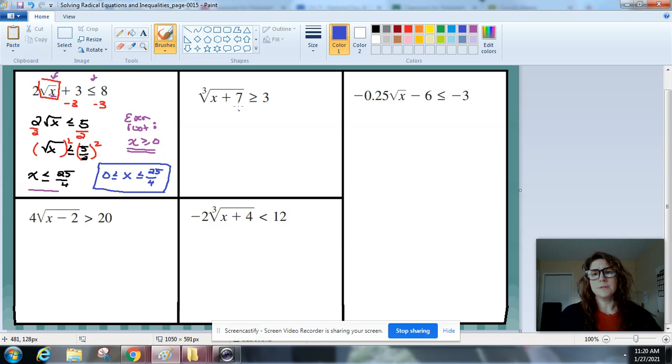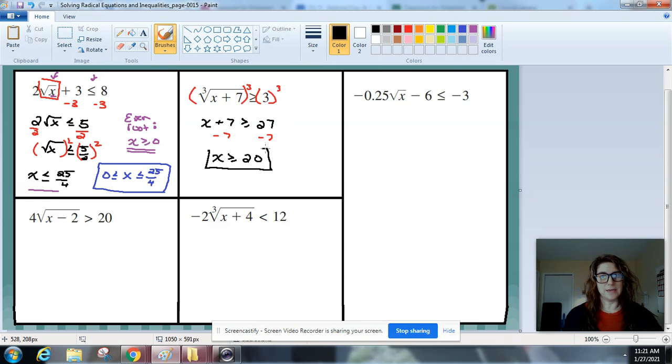Okay. For the second one over here, the root's already by itself. So all we're going to do is raise it to the 3rd power to make sure that the radical goes away. So we drop down with x plus 7 greater than or equal to 27. And we should all know how to solve this at this point, right? Subtract 7, and x is greater than or equal to 20.